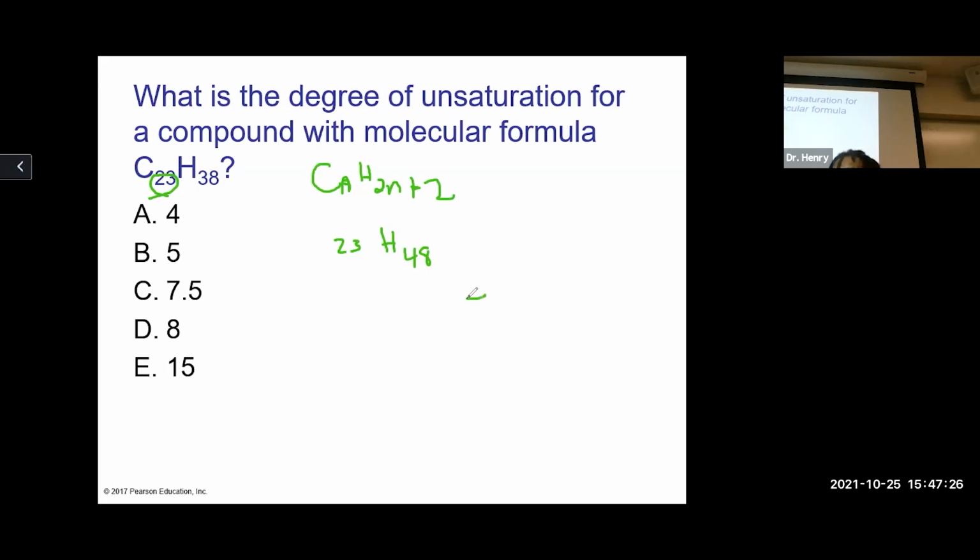So remember, it says you lose 2 hydrogens for every double bond you have, right? Okay. So if we lose 1, so that's 1 double bond, right? So we need to lose a total of how many to make it 38? We need to lose 10, right? Because 48 minus 38 is 10. We divide that by 2.